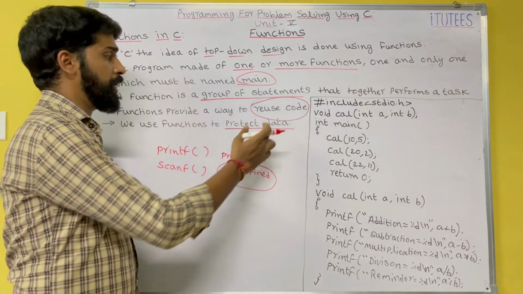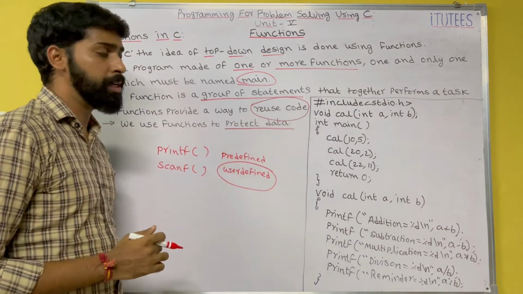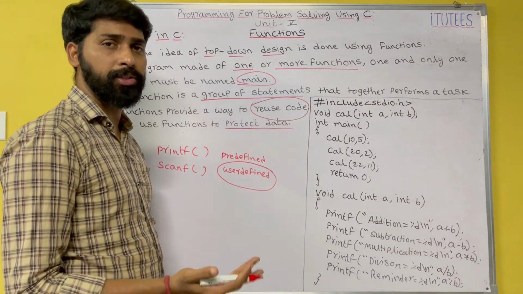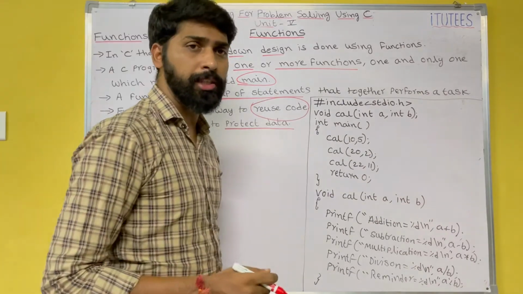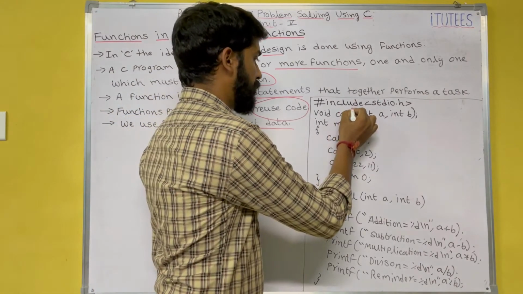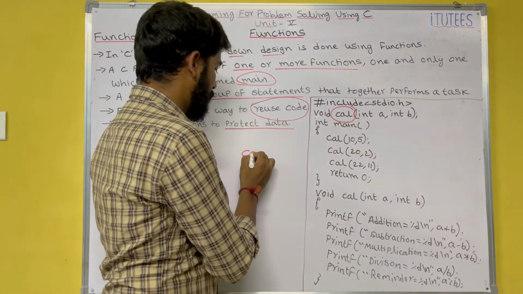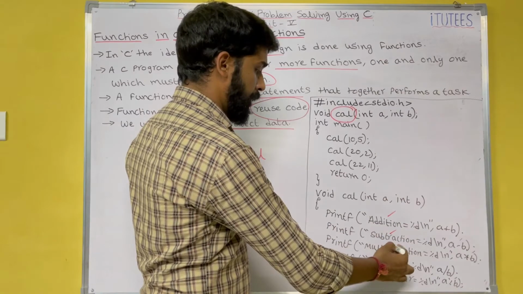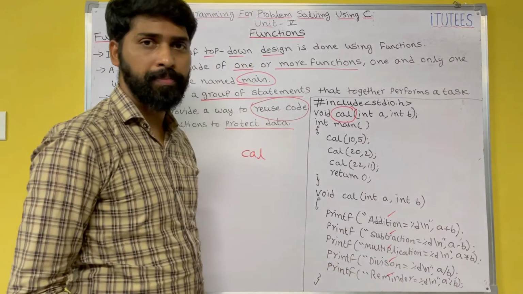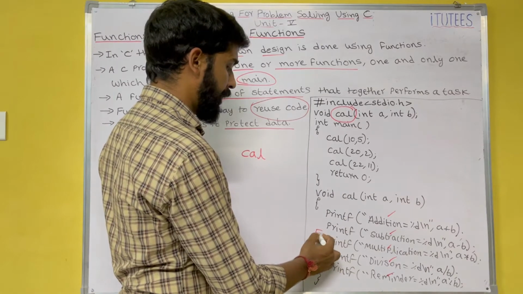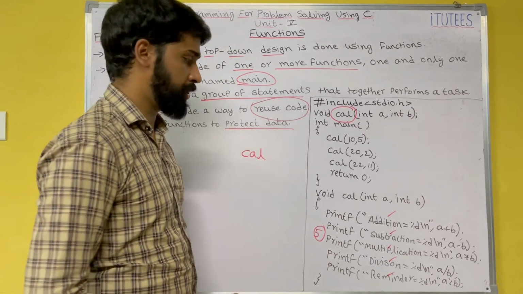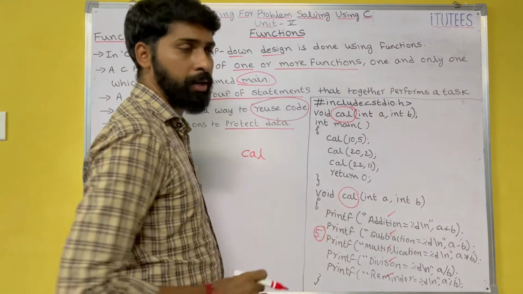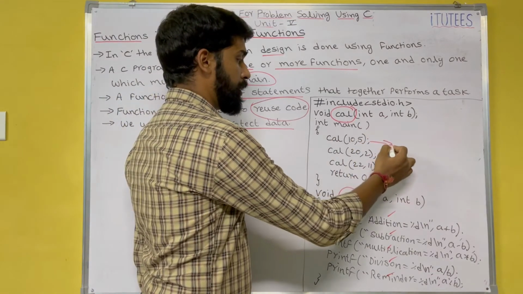For the sake of understanding reuse of code and protection of data, we are going to discuss one example. In the next class, we are going to see clearly how to define a function and how to call a function. In this program, we are going to define a function. The function name is cal. What do we calculate here? Addition, subtraction, multiplication, division and remainder. We write 5 instructions, I call these 5 instructions a group, and the function name is cal. From main I call this cal function.